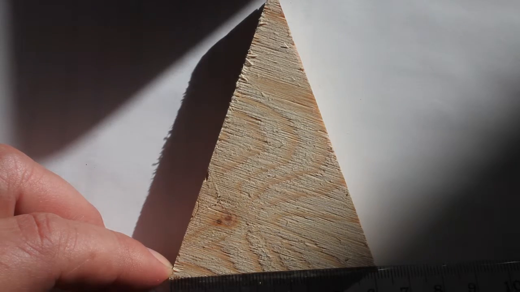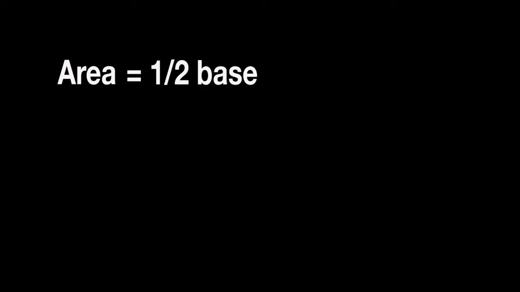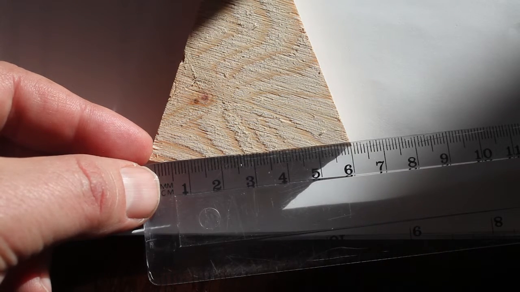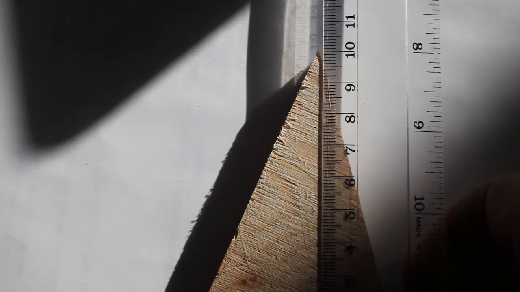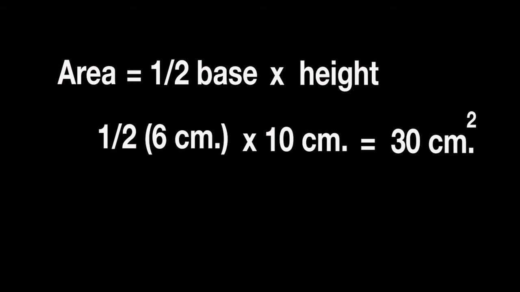So the formula to calculate the area of a triangle is area equals 1/2 base times the height. To calculate the area of this particular triangle, we measure the base to be 6 centimeters and the height to be 10 centimeters. So, in our formula, the area equals 1/2 times 6 centimeters times the height of 10 centimeters. This results in an area of 30 centimeters squared.